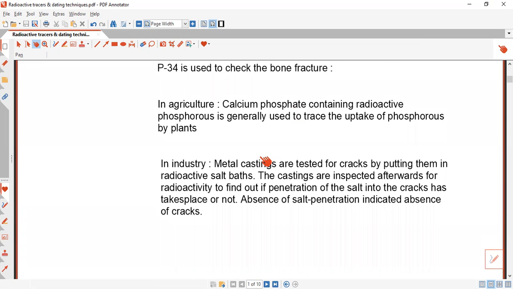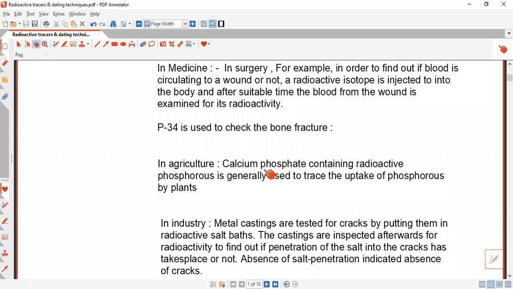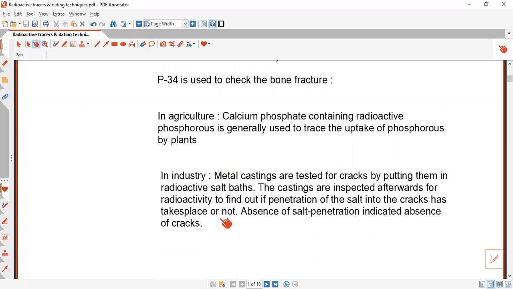Then in industry, metal castings are tested for cracks by putting them in a radioactive salt bath. The castings are inspected afterwards for radioactivity to find out if penetration of the salt into a crack has taken place or not. Absence of salt indicates the absence of a crack. In that way, we can analyze cracks in a long pipe by using radioactive tracers. These are some of the applications and examples of radioactive tracers.